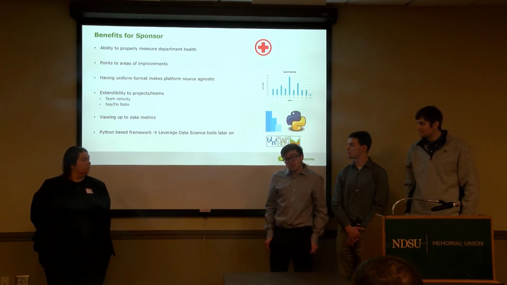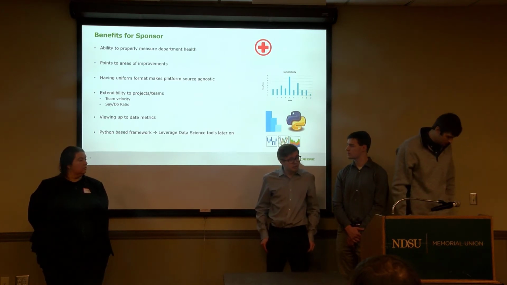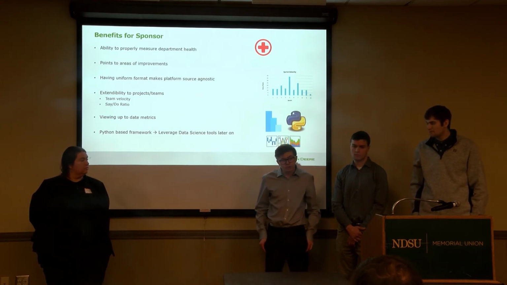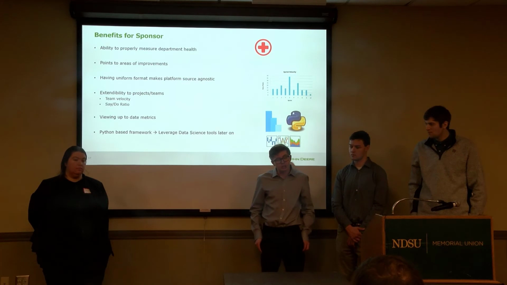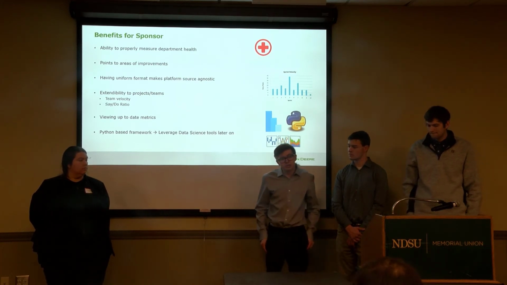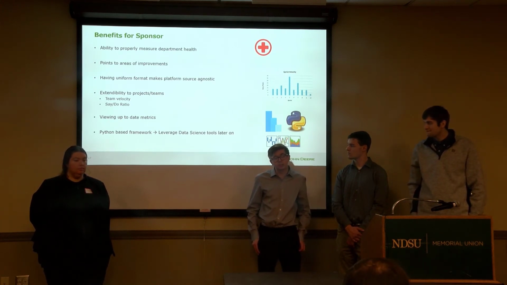Viewing up-to-date metrics, since we're going to be having a lot of information in this REST API, we don't want information from 2-3 years ago to be right up front all the time. We want it to be updatable so that it's only most recent information, with the option that older information can be viewed.